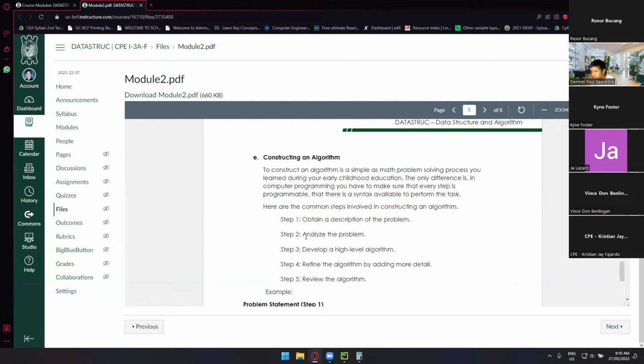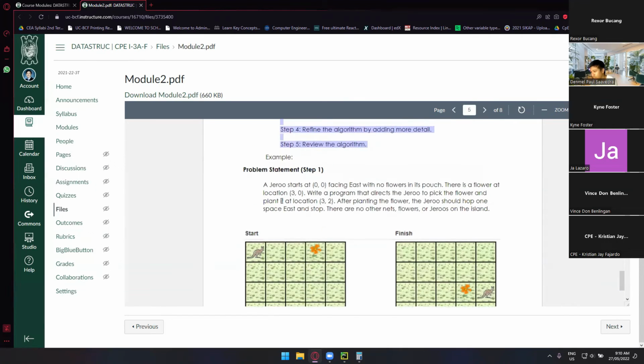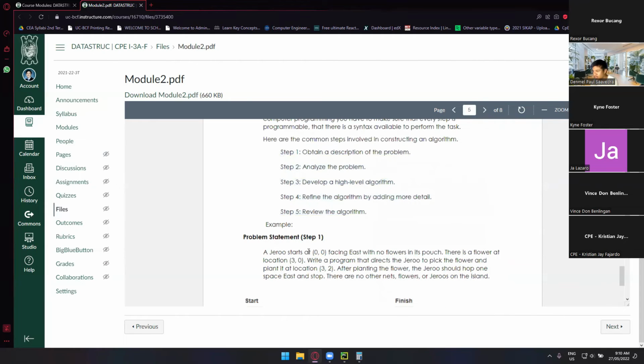The first one is obtain description of the problem. Second one is analyze the problem. Third one is develop a high level algorithm, and then the fourth one is refine the algorithm by adding more detail, and then the last one is review the algorithm. So in order for you guys to appreciate this one, we have an actual example here. So problem statement, step 1. So here is one of the description of the problem.